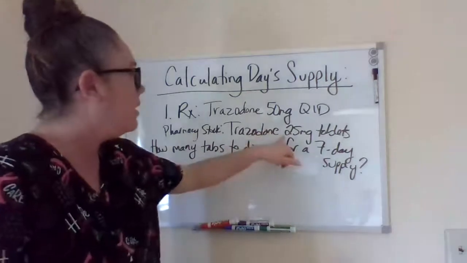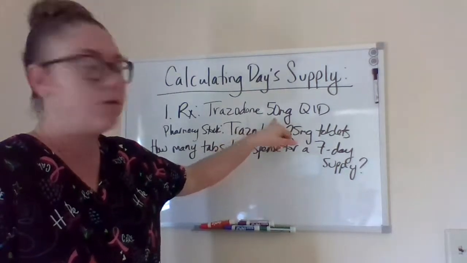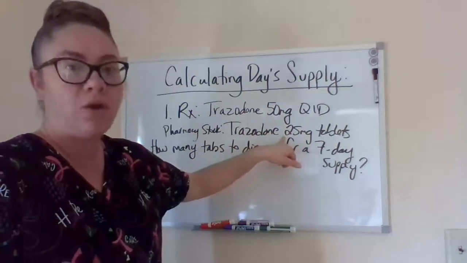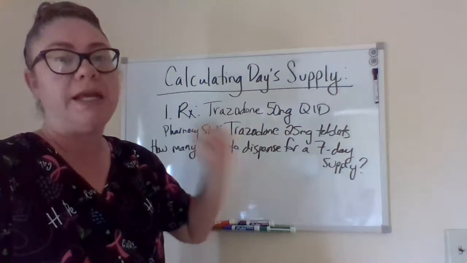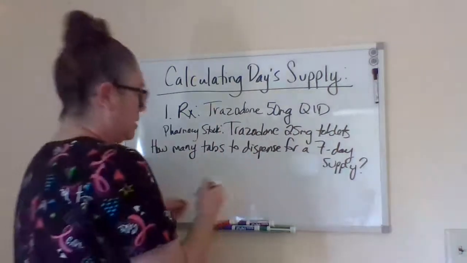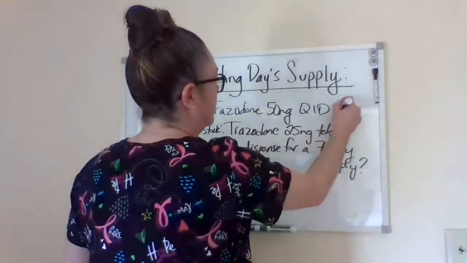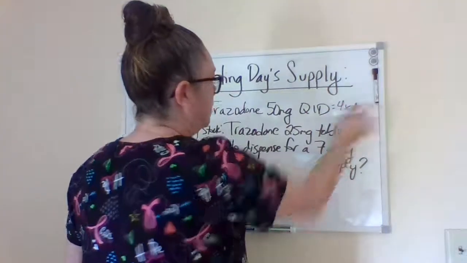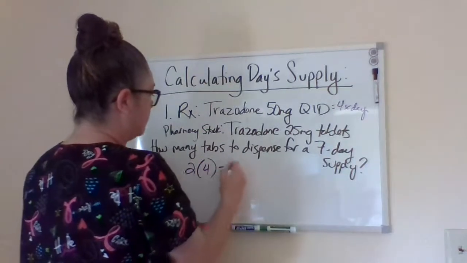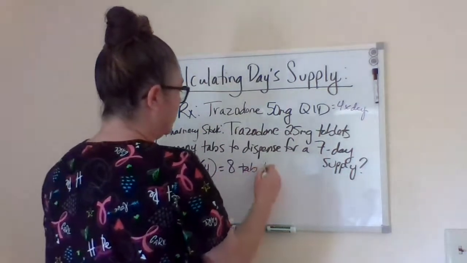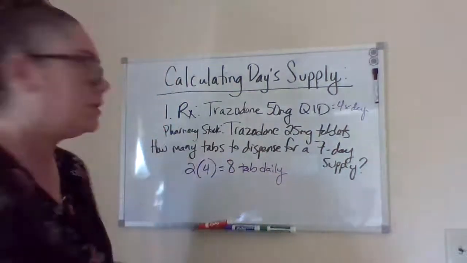So again, noticing here what I have in stock. They've ordered 50 milligrams. We have 25 milligrams. So that means the patient is going to have to take 2 tablets each dose. Okay, so QID is 4 times a day. So they're taking 2 4 times a day for a total of 8 tablets daily. Okay, so we have 8 tablets daily.